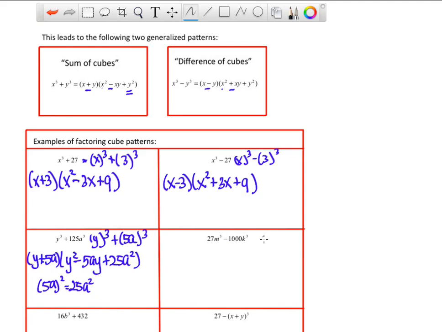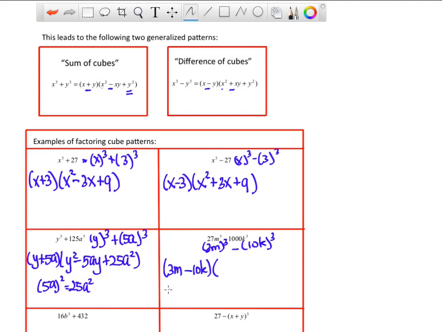And you see the same thing here. So 27m cubed, so that's a, 27 is 3, right? So that's a 3m that's being cubed, minus 1,000 is a 10 cubed, so 10k cubed. So just make your pattern. 3m minus 10k, those are the two things that we're working with.